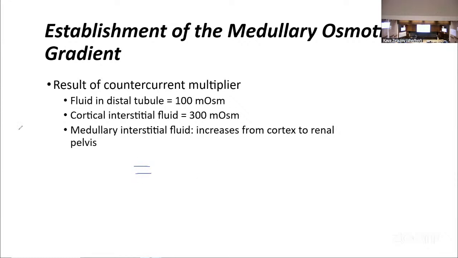So we started in the proximal tubule, went into the loop of Henle. Then we have our distal tubule and the collecting duct. We're going to have a situation where your cortex is at 300 milliosmoles.